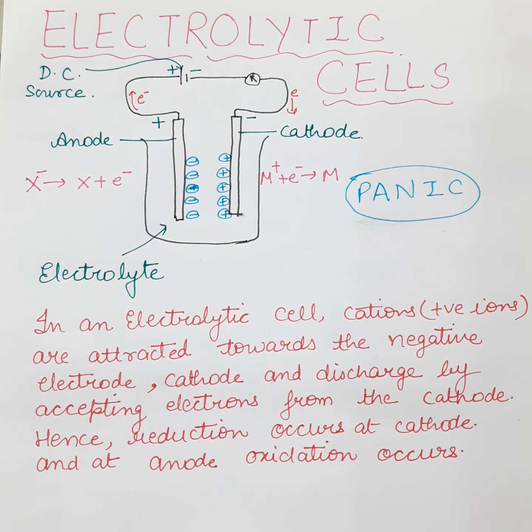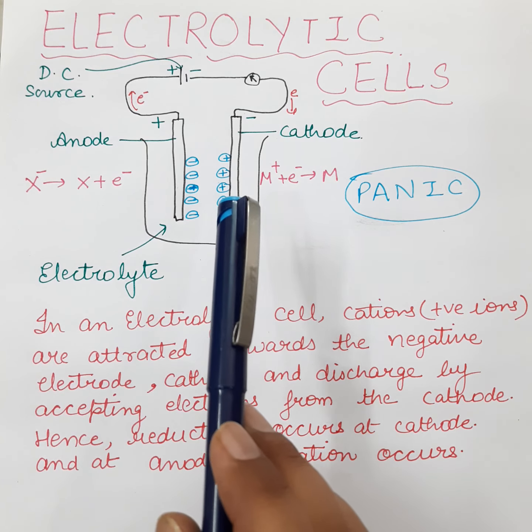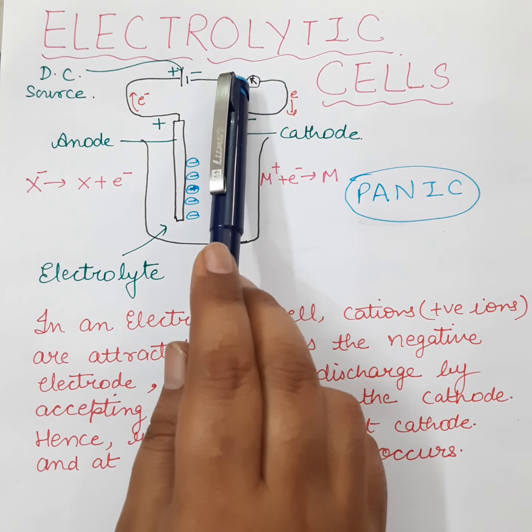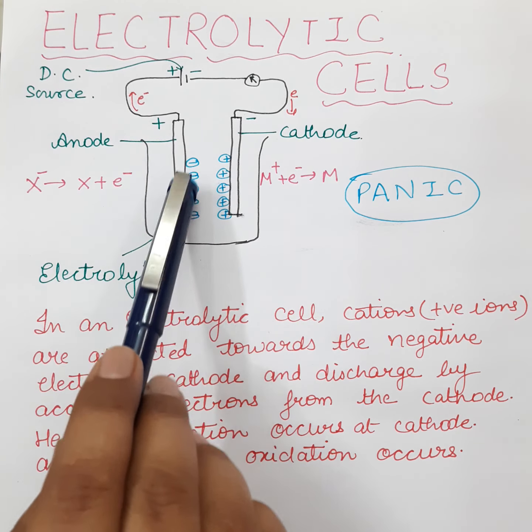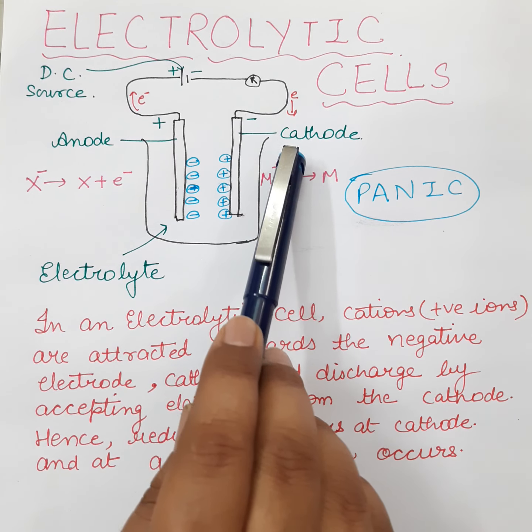If we take an electrolyte in water, it dissociates into its ions. Some of them are positively charged and some of them are negatively charged. When we apply the DC source, what happens, students? The electrolyte dissociates into its ions. Those that are negatively charged go to the positive electrode. In the electrolytic cell, the positive electrode is known as the anode, and the negative electrode is known as the cathode.